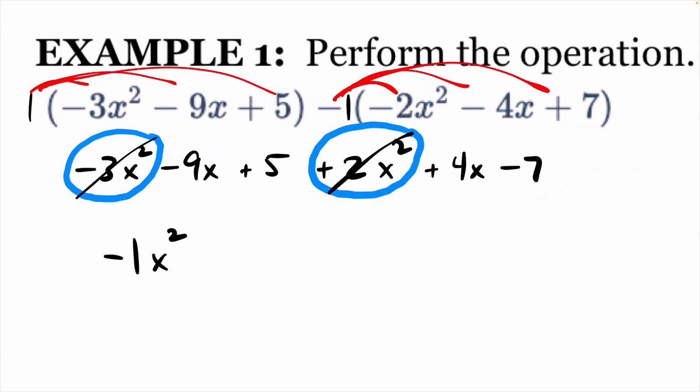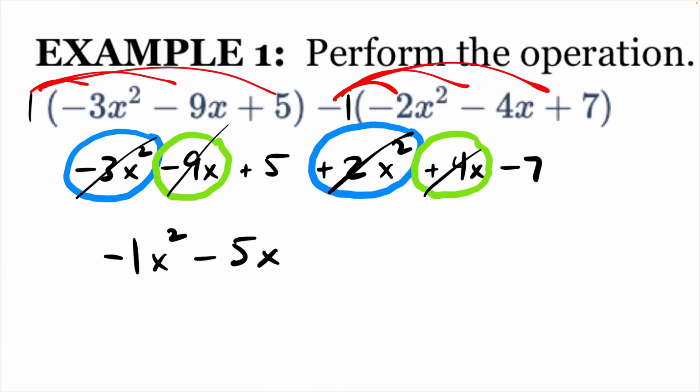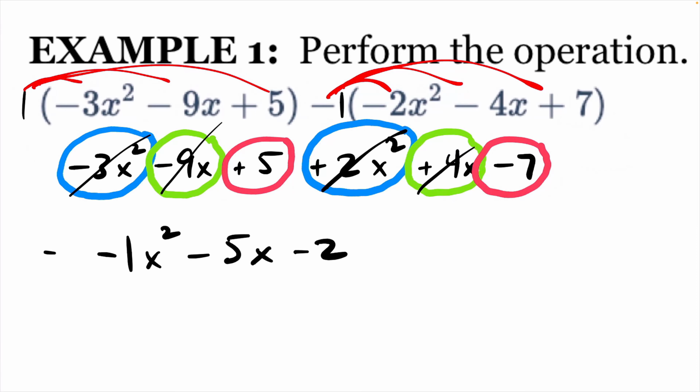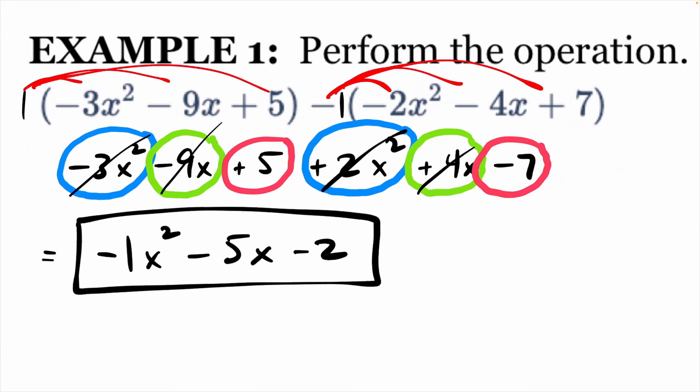Now go to the next big power, which is just 1, right? X by itself. I have 2 of those guys. Negative 9 plus 4, negative 5x. And then the last one is the degree, or sorry, the constant. 5 plus negative 7, negative 2. No more like terms, no more parentheses, done. Okay. All right.